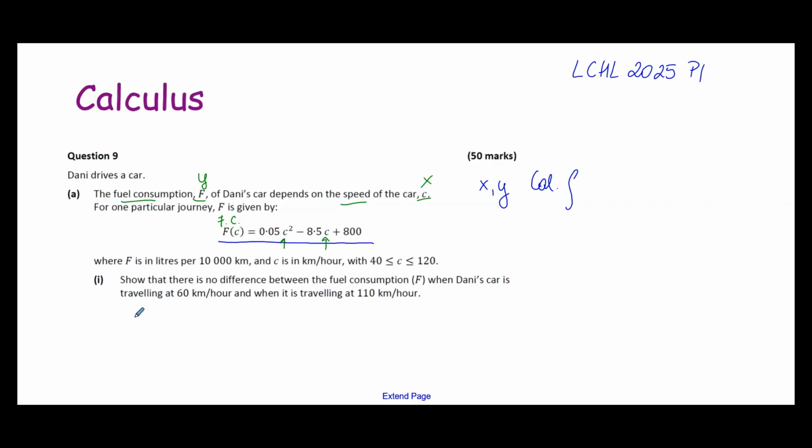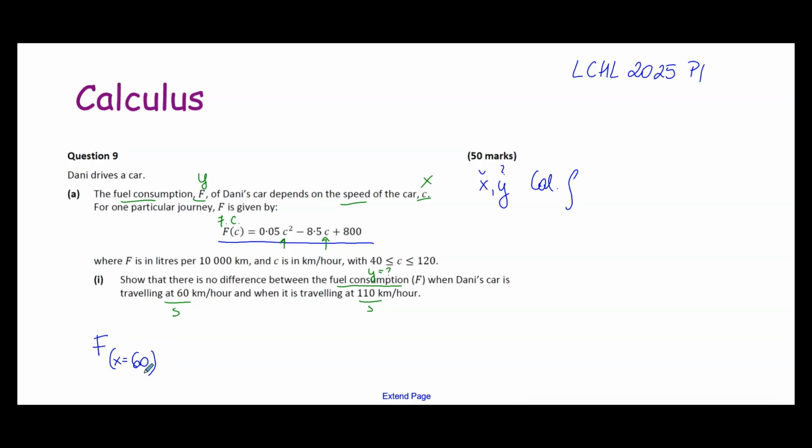So what do we need to do? Show that there is no difference between fuel consumptions. I'm looking for the value of y, therefore they give me the value of x, which in this case is the speed. When Danny's car is traveling at 60 and then 110, that's the speed. So we are looking for no difference in value. X given to us, y we are looking for. That is simple, just a substitution.